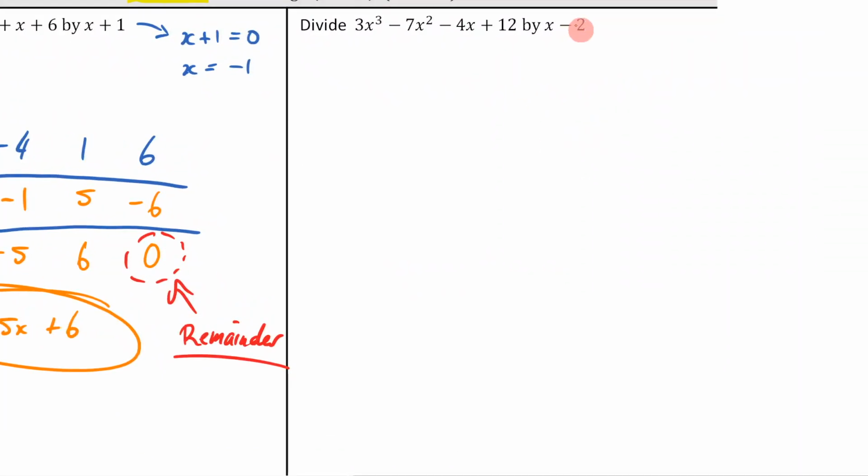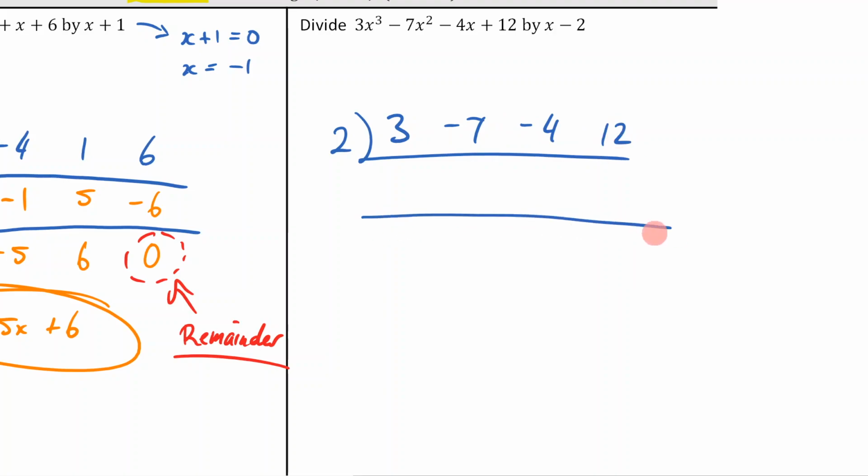So I begin by saying, well, if this is x minus 2, I'm going to be left with solving it for x, which means I'm dealing with 2. Then I put down the coefficients of everything. I put another line underneath, and then we get started. So I carry down this first one. This is 3. 2 times 3 is 6. I plus these together to get -1. -7 plus 6 is -1.